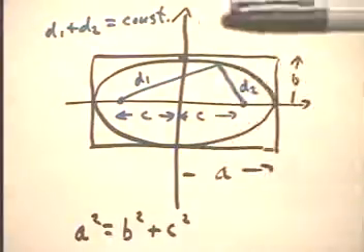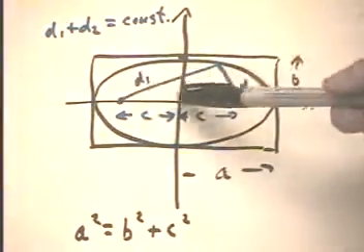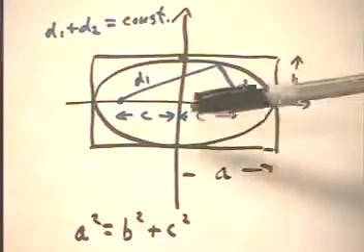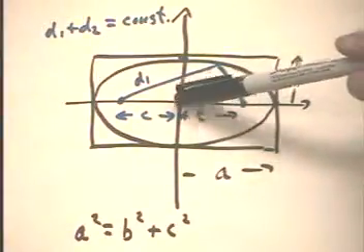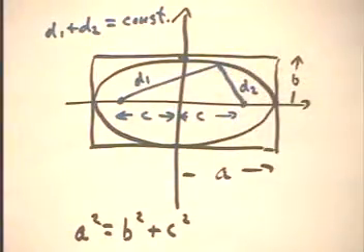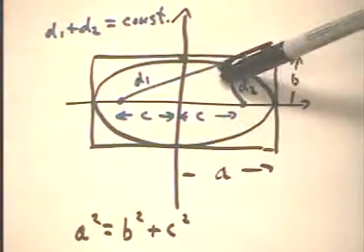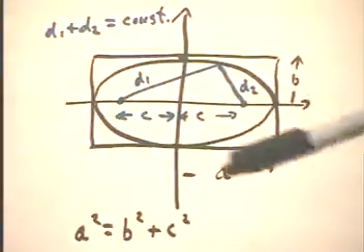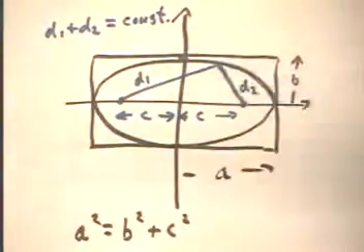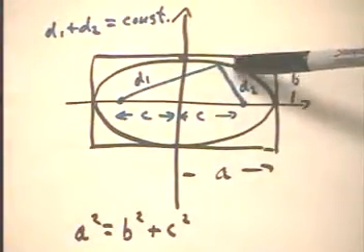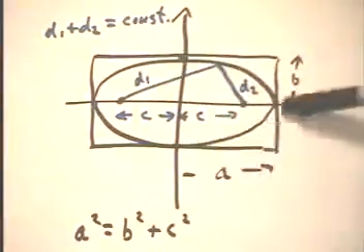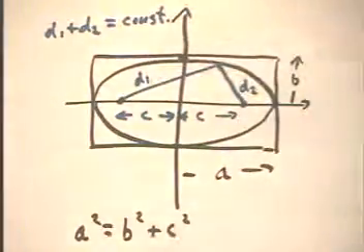Now recall that when we had 2 points at some distance from the origin along the x-axis, and we put the condition that the sum of the distances d1 and d2 is constant on the points that we're going to use, we saw that those points form an ellipse of the form x squared over a squared plus y squared over b squared equals 1.